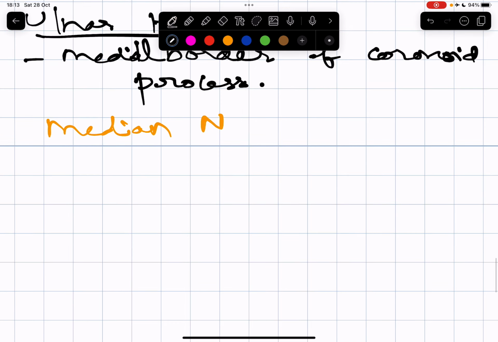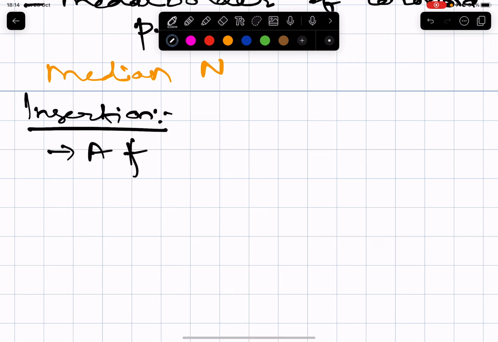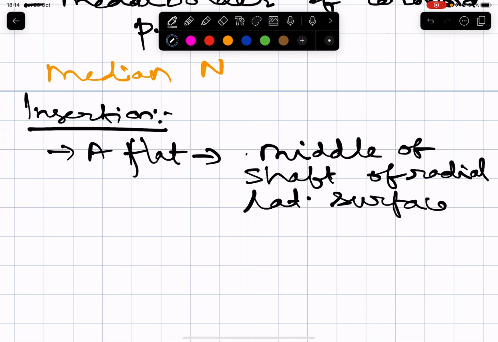Now coming to the insertion of this muscle, the pronator teres muscle is inserted by a tendon. It proceeds downwards and laterally, forming the medial boundary of the cubital fossa, and it is inserted by a flat tendon into the middle of the lateral surface of the shaft of the radius. Okay, middle of the lateral surface of the shaft of the radius.